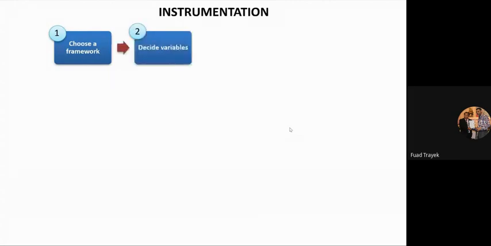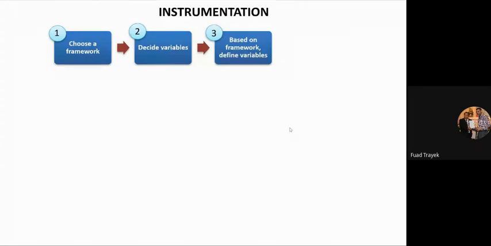Once you choose your framework, you have to decide what the main variables are that you would like to investigate or study. The third step is to define these variables based on the framework that you have selected earlier. Without a definition of the variable, you cannot build any instrument.